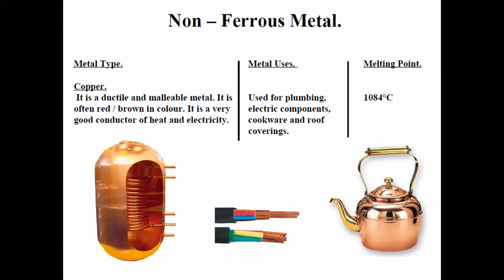So maybe a question here, which metal has the highest conductivity of electricity? Copper, madam. No. Copper. It's not copper. Everyone thinks it's copper, but it's not. Aluminium. Research on that. So copper has a melting point of 1084 degrees Celsius.